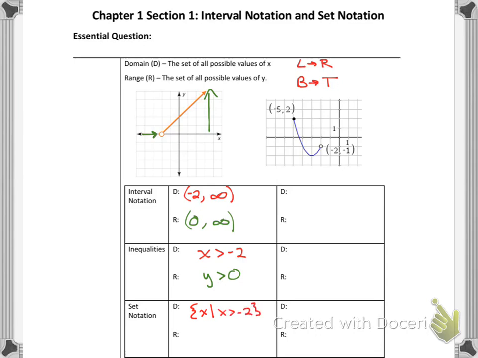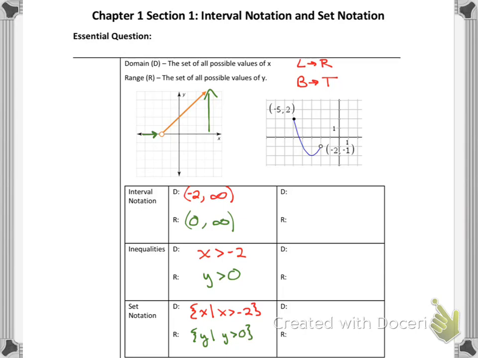So it's actually a little bit harder to figure out what the inequality is than it is to write it in set notation. Okay, so let's do range. For range, we're actually talking about y's. So we'd have a y such that y is greater than 0. And that's it, we're done. Let's go to the second example.